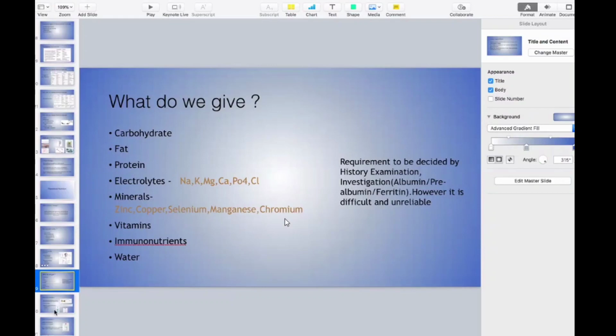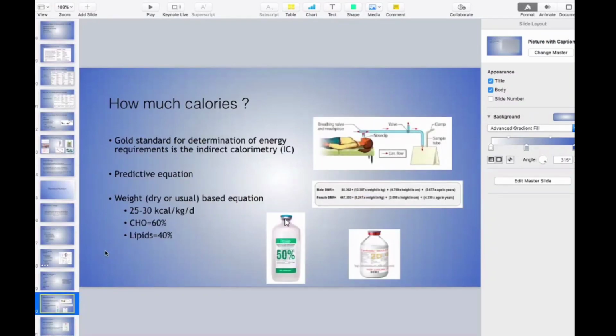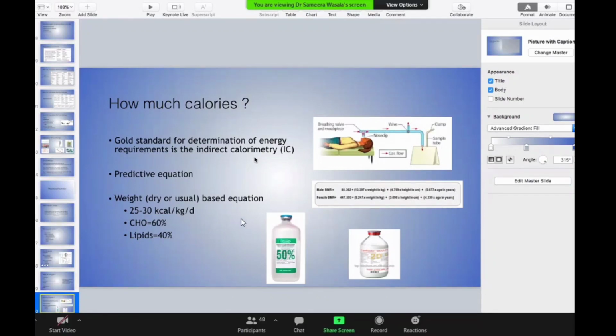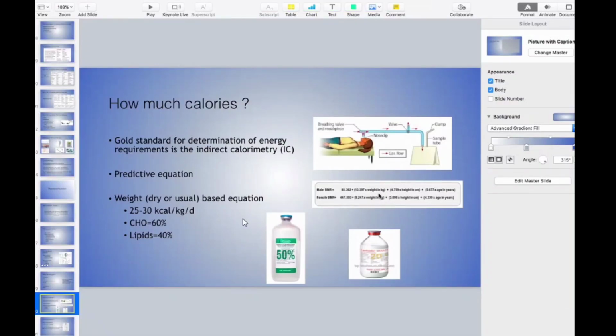Now what we are going to give is calories, so you have to calculate how much calorie to give. The ideal way to calculate the calorie requirement is indirect calorimetry, which we cannot do in our setup. It measures the oxygen consumption and the carbon dioxide removal, which we cannot measure in the ward setup. Instead, we can use predictive equations, like the Harris-Benedict equation you can see here. You use the body weight and height of the patient and feed those in.